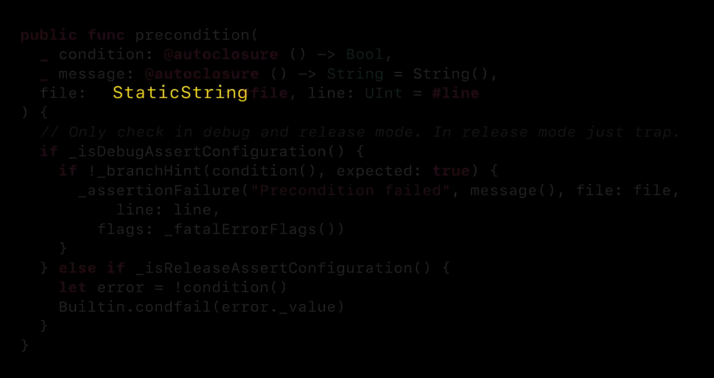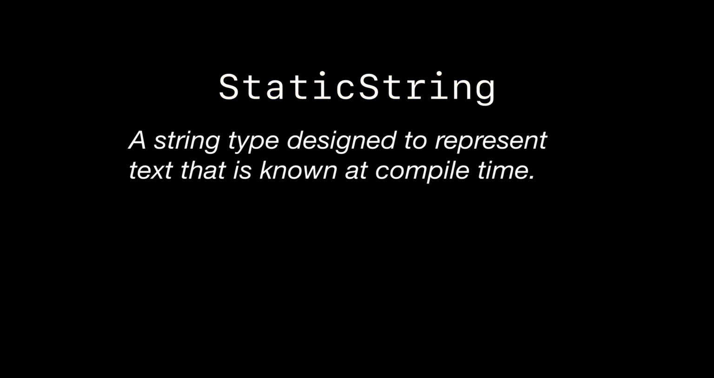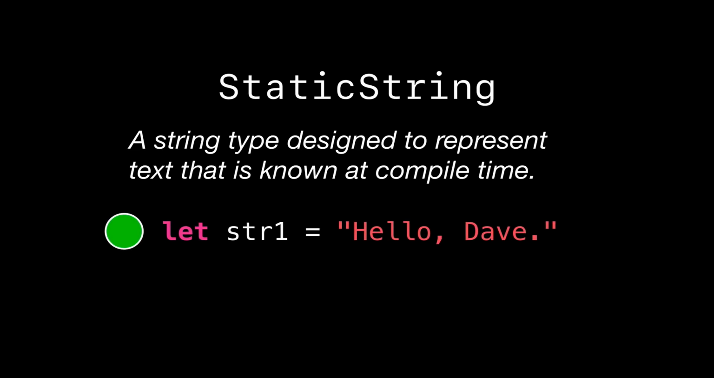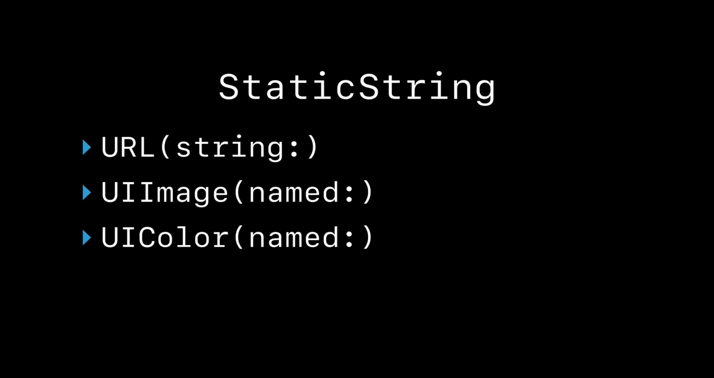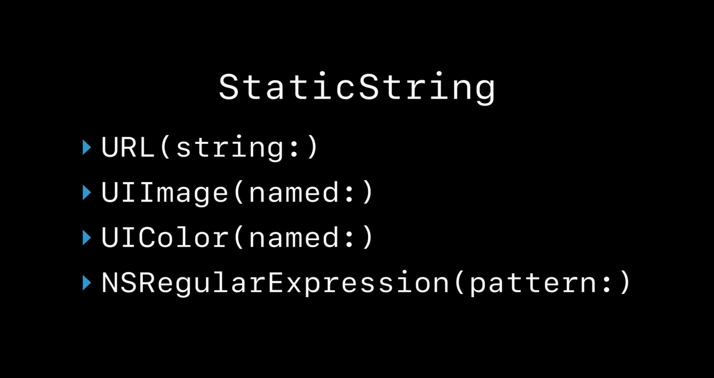This is a string type that's designed to represent text known only at compile time, which for example is things like let str1 equals "Hello Dave", but not things like let str2 equals "Hello \(name)" with string interpolation. This is really useful anywhere you have stringly typed APIs. For example, URL string, UIImage named, UIColor named, NSRegularExpression pattern, and so forth. You can wrap these things in these static strings, so they're safer.